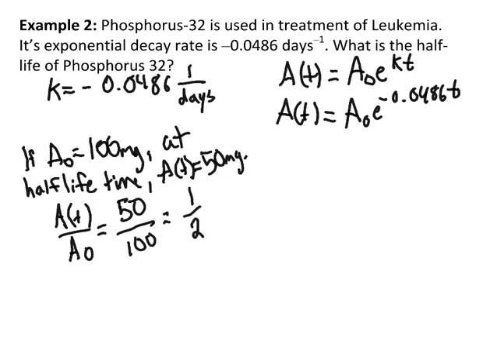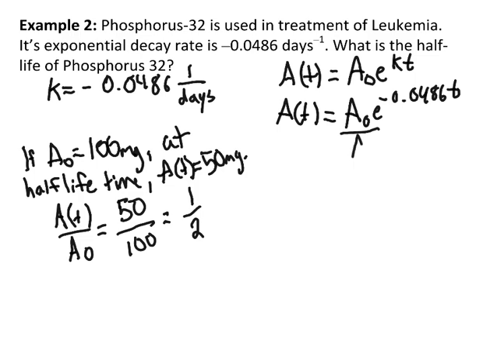And notice that that's not just true of starting with 100 milligrams. That would be true if I started with anything. If I started with 20 milligrams, at half-life time I'd have 10, and 10 over 20 would also be a half. So if I take A of t divided by A0, I'll always get a half at half-life time. So I'm trying to find the time it takes for phosphorus to decay to half of its original amount.